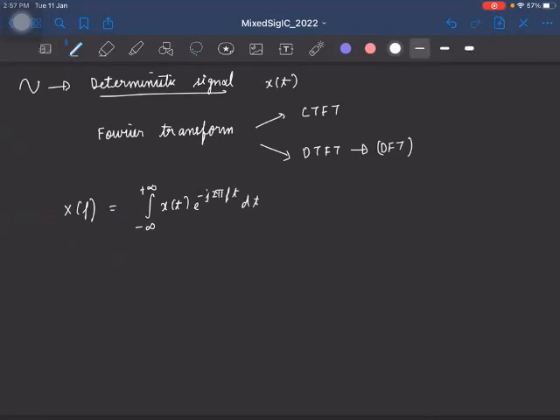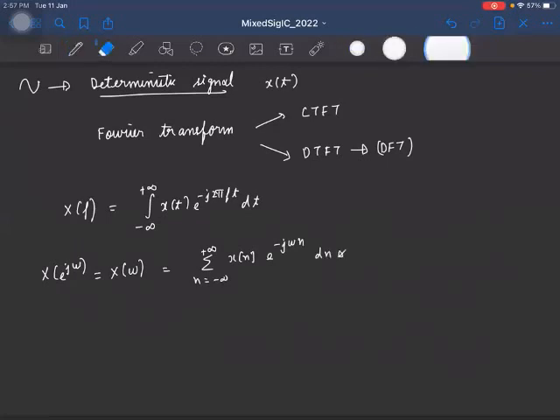Right? Similarly, the discrete time Fourier transform, which is X of e power j omega, which I'll also write as X of omega, is summation n equal to minus infinity to plus infinity x of n e power minus j omega n. Well, what is dn? We are incrementing in steps of one sample, so dn is simply 1. Right? So I'll not show it.